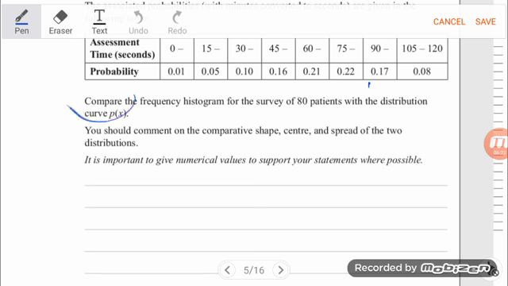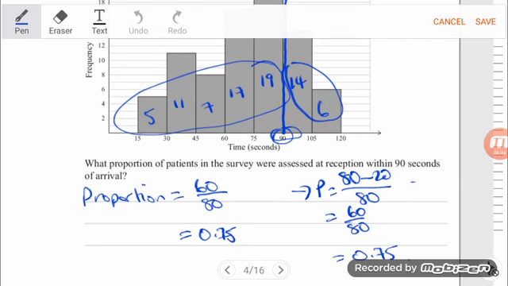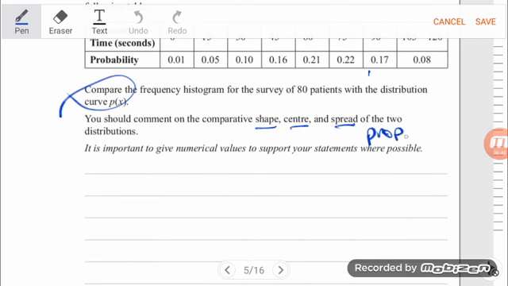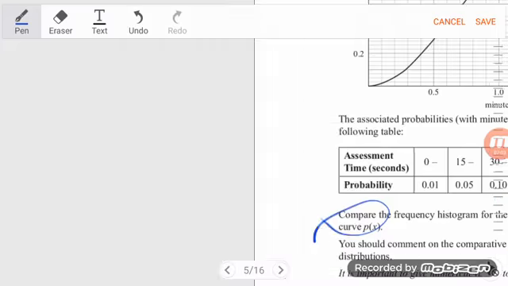Okay, so we want some kind of comparison. And here they tell you shape, center, and spread. You could add a comment on proportions as well, considering that the last question back here did ask about proportions. So we want at least something on the shape, center, and spread of the two. So here, let's look at this.